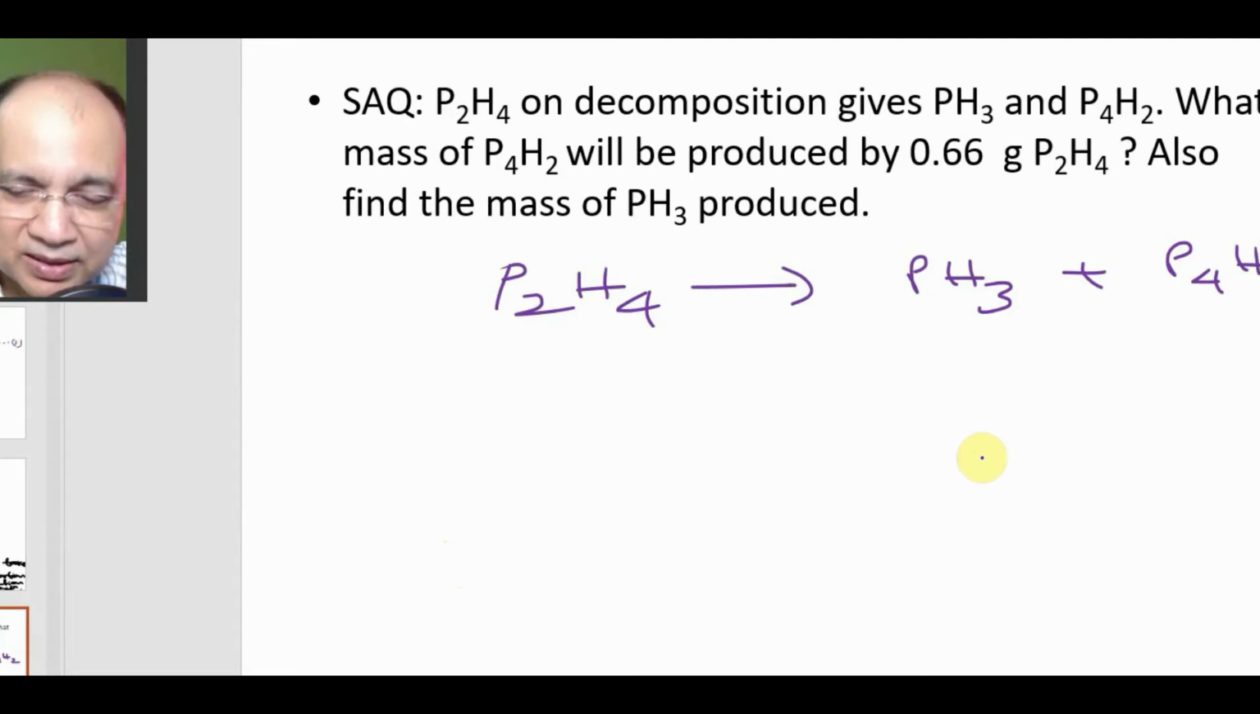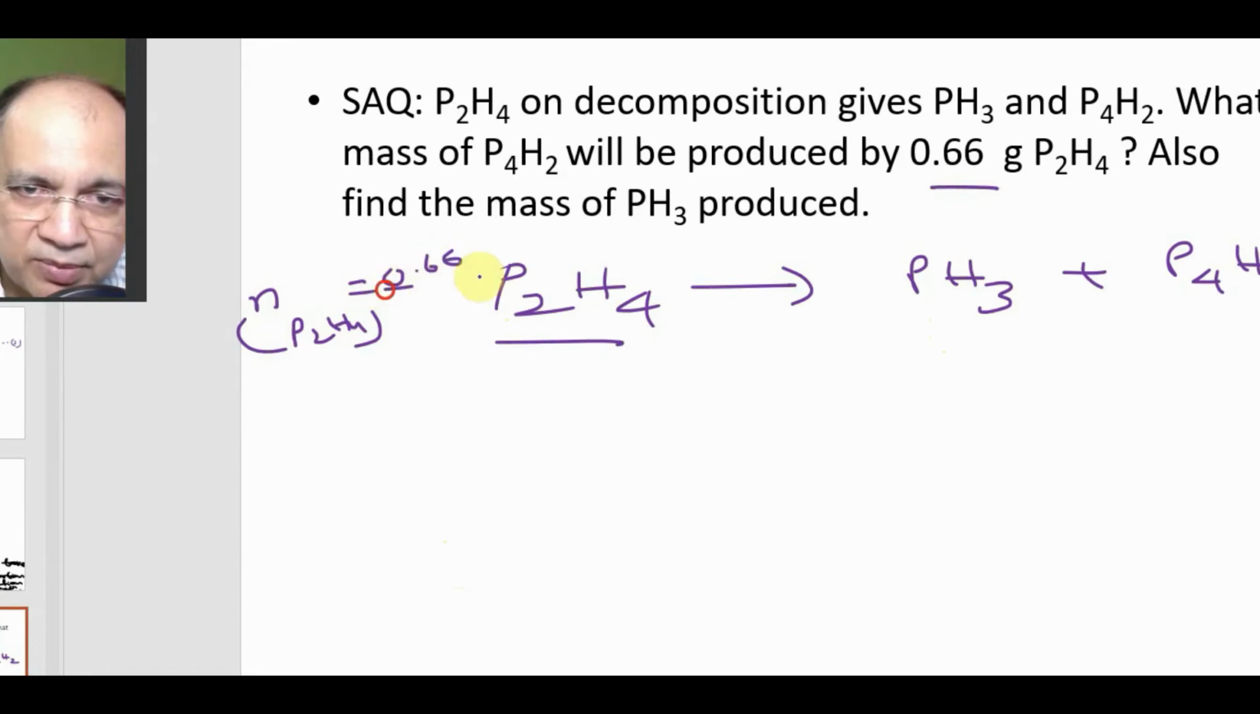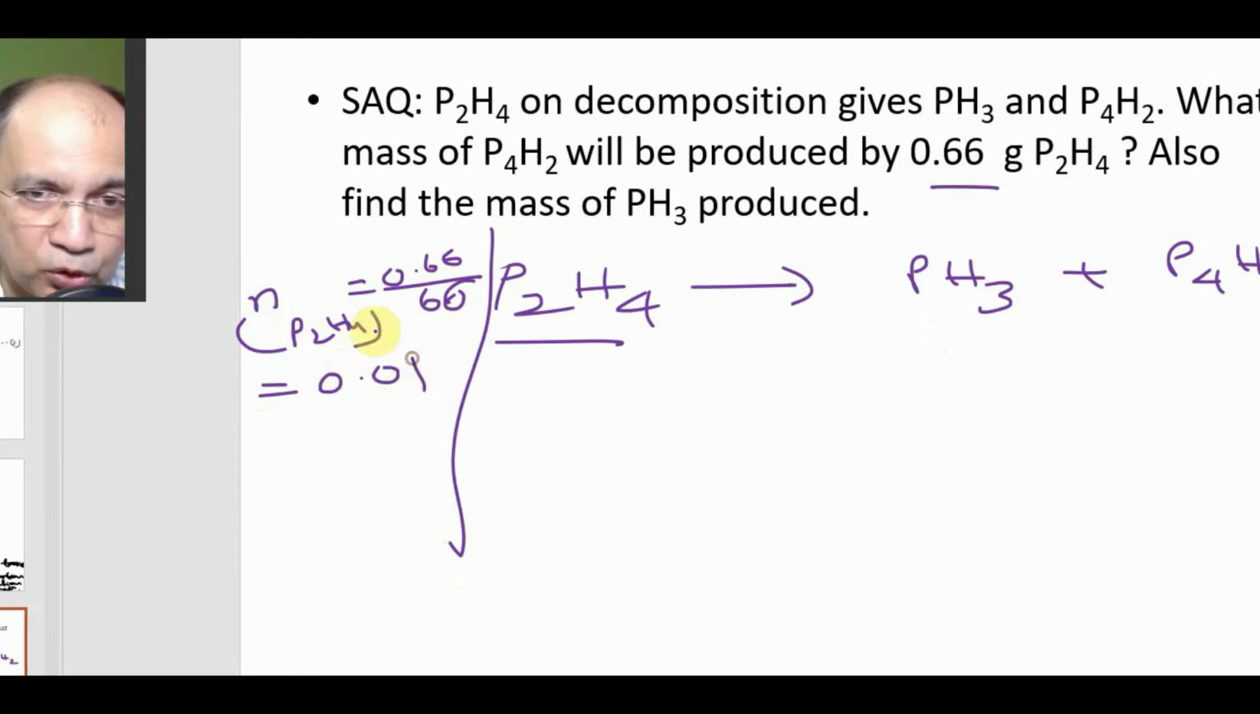Now, since the amount of diphosphene is given, we can find out the number of moles of diphosphene, which is equal to 0.66 by 66. Because 66 is its molecular mass, you can find it out: 31 into 2 plus 4. So this is 0.01 mole.